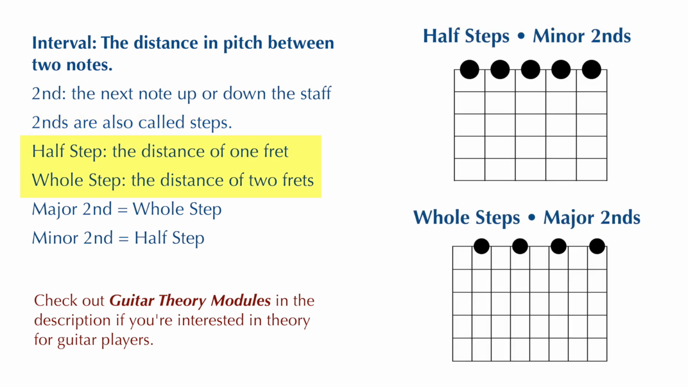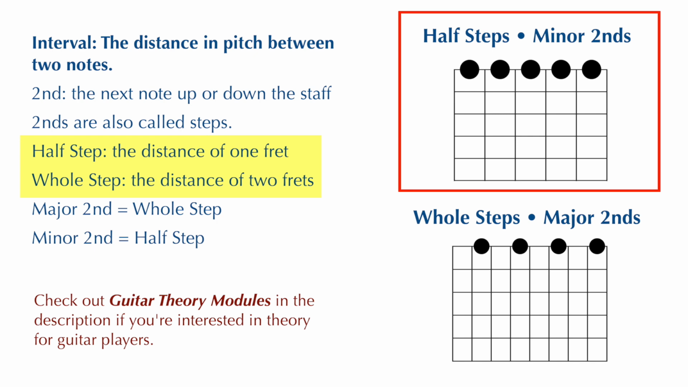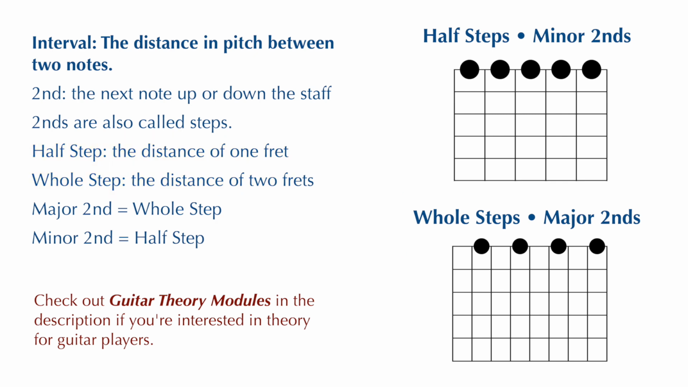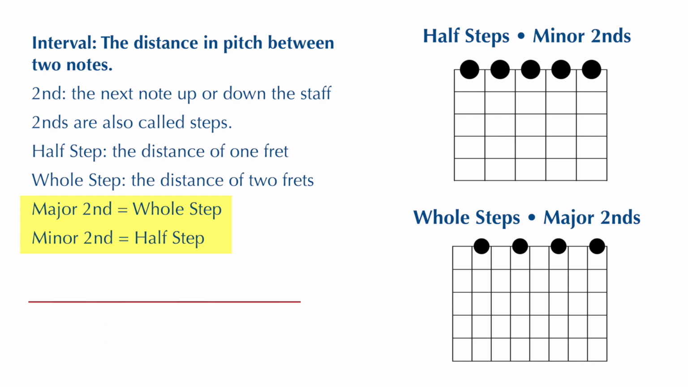You can further define steps as half steps and whole steps. On the guitar, a half step is the distance of one fret, and a whole step is the distance of two frets. Whole steps and half steps have other names as well. A whole step is a major second, and a half step is a minor second.